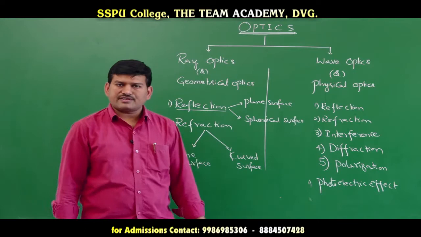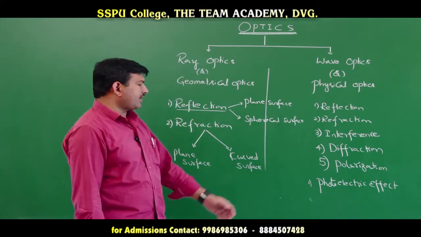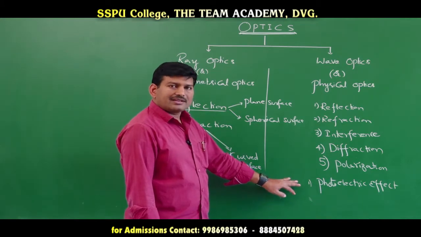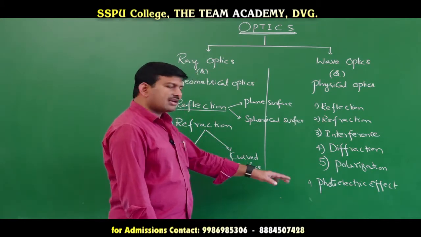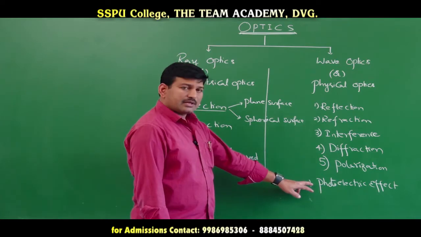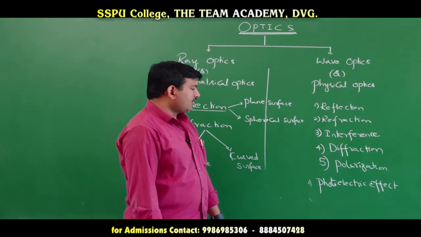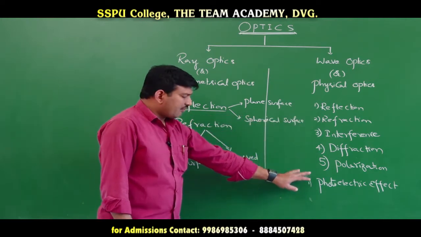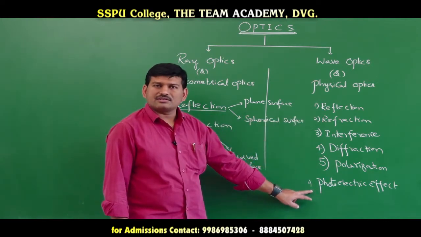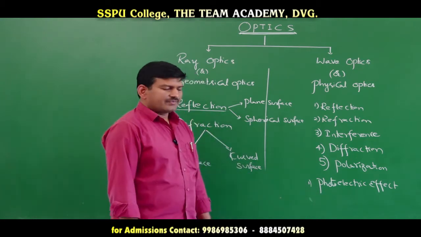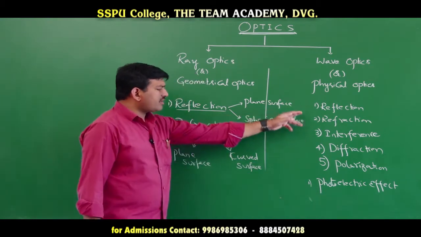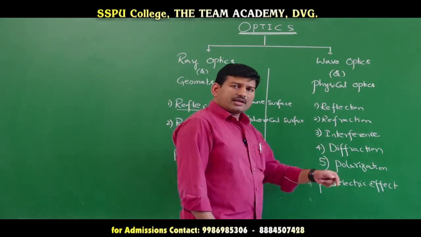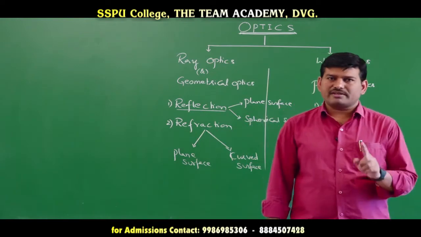Already in chemistry first year, you have studied the photoelectric phenomenon. This photoelectric effect is an optical phenomenon exhibited by the particle nature of light. It cannot be explained based on the wave nature of light. So these phenomena can be explained based on the wave nature, whereas this phenomenon can be explained based on the particle nature of light. Why these are explained by the wave phenomenon and why the photoelectric effect is explained by the particle phenomenon is a question mark.